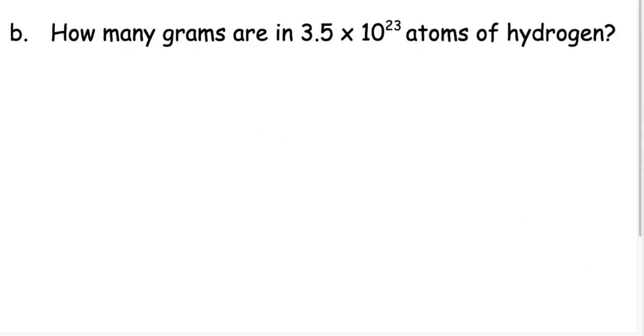For B, it wants to know how many grams are in 3.5 times 10 to the 23rd atoms. Looking at this, I have atoms and I'm going to mass. There is no direct relationship between the number of particles and the mass of an element or a compound. Notice this problem does not mention the word moles at all. It has to mention moles because moles is the thing that relates atoms. So atoms and moles are related. Grams and moles are related. Atoms and grams are not. So we need to go through that intermediate step. This is going to be a 2-step problem.